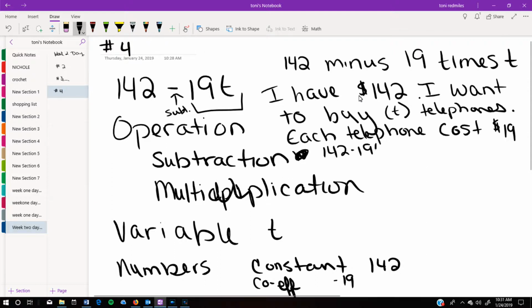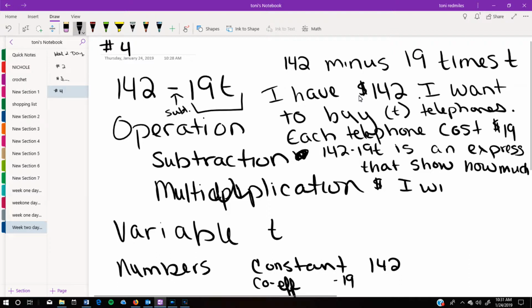142 minus 19t is an expression that shows how much money I will have after buying telephones. So, of course, everybody's is going to be different. You can either get super creative or you can just do it in its simplest form. I don't really mind. It's up to you. They both say the same thing.